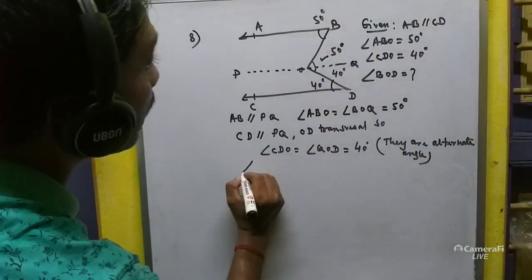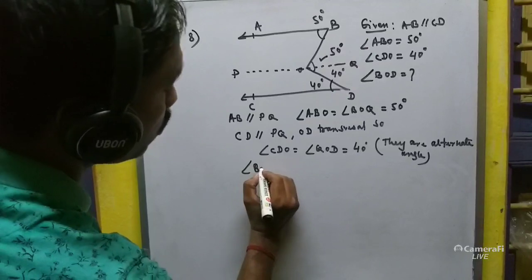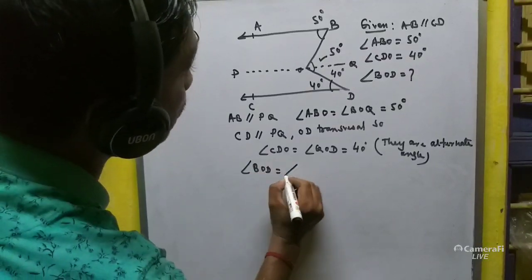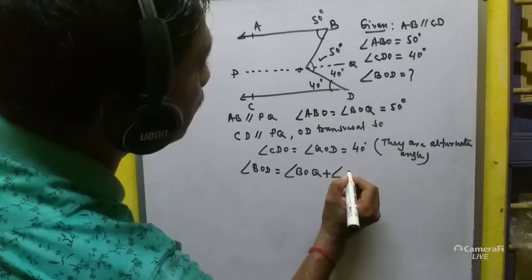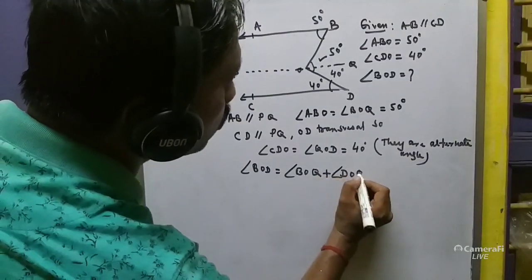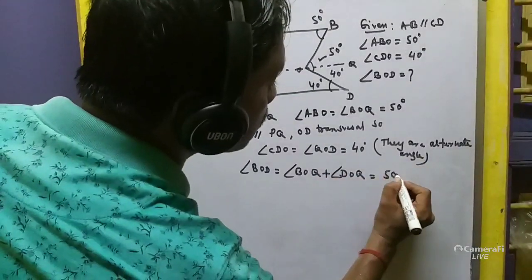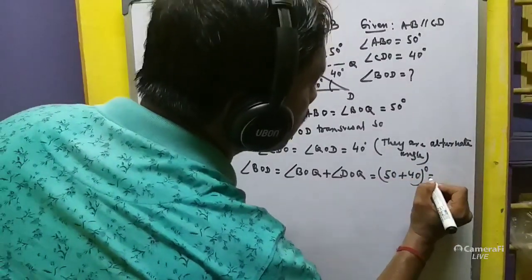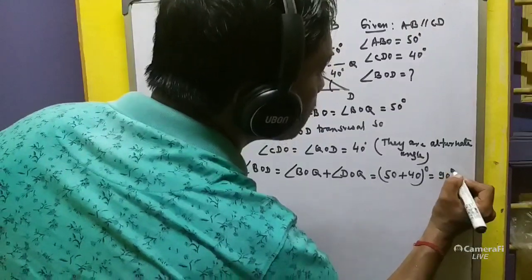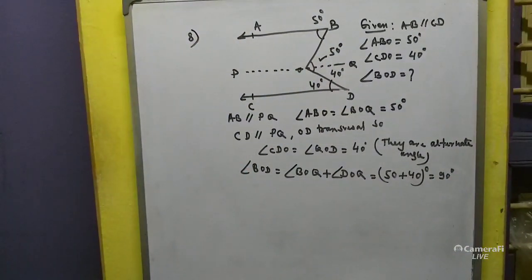Now you find out angle BOD equal to sum of angle BOQ plus angle DOQ. So 50 plus 40 degree equal to 90 degree. So this is the answer. So do it in this way.